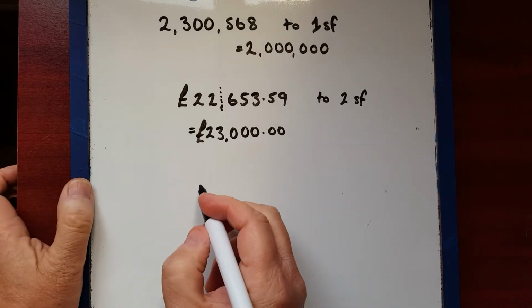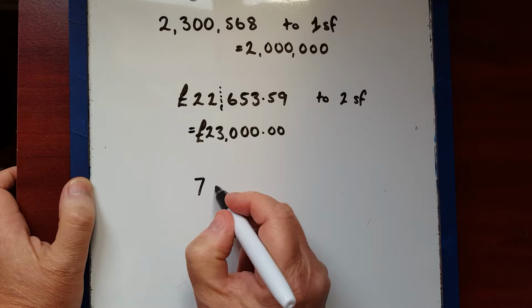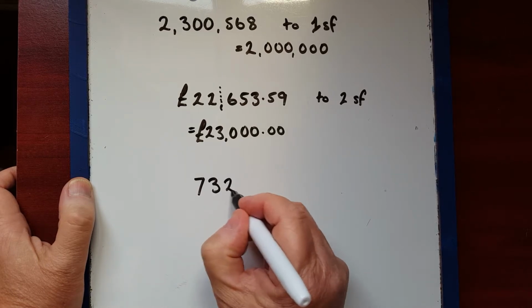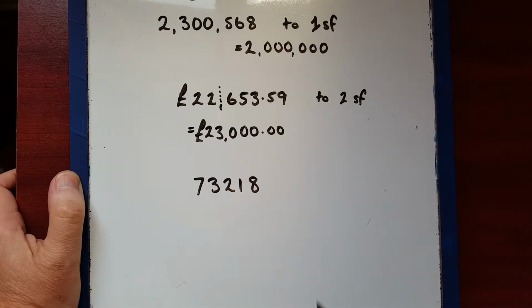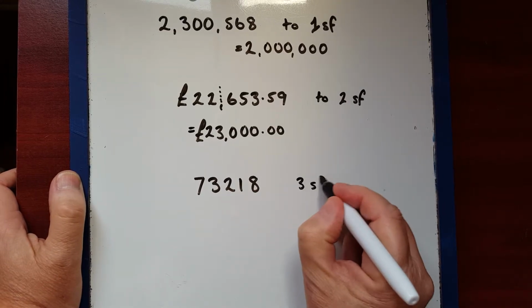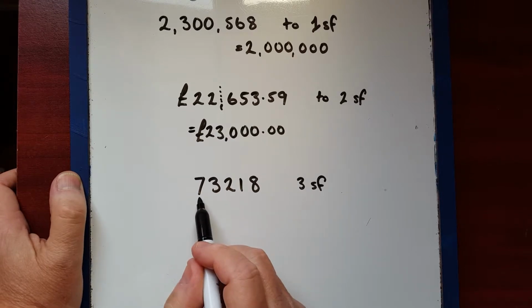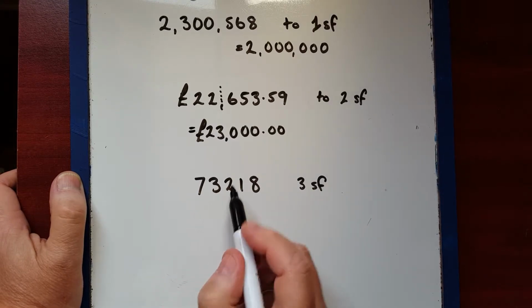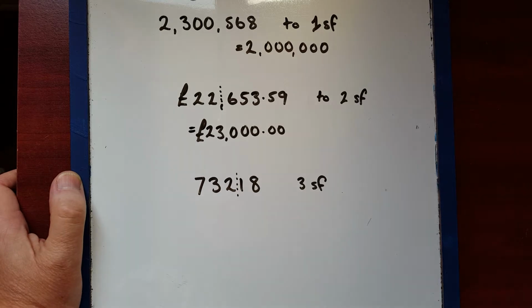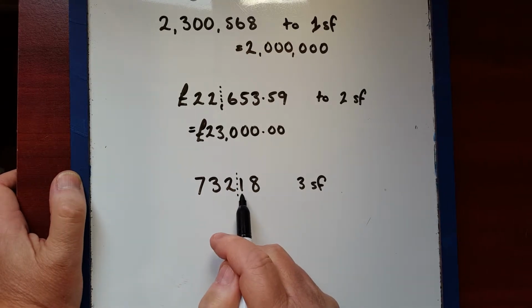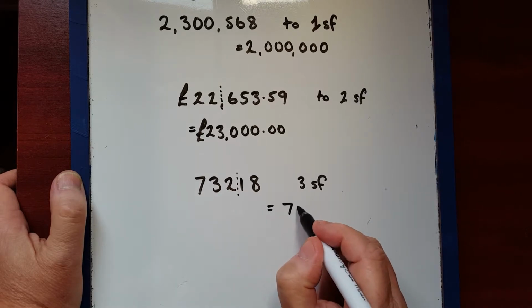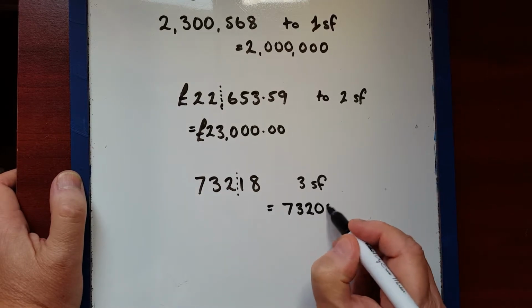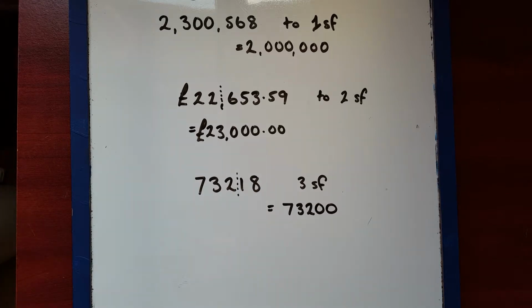Let's just do one more just to make absolutely sure. So 7, 3, 2, 1, 8. Let's have that number there, and we're going to write it to 3 significant figures. So again, we're starting from the beginning. We're counting 3 numbers in. We're going to do a bit of rounding. That 1 tells us that we're not going to change the 2 into anything else. So that becomes 73,200. Okay, that's been written now to 3 significant figures.